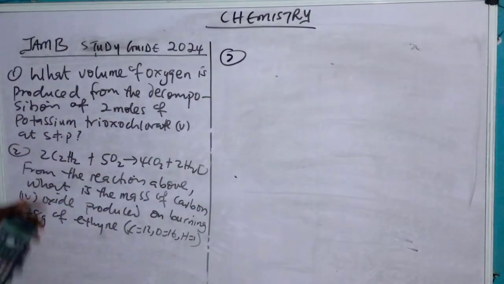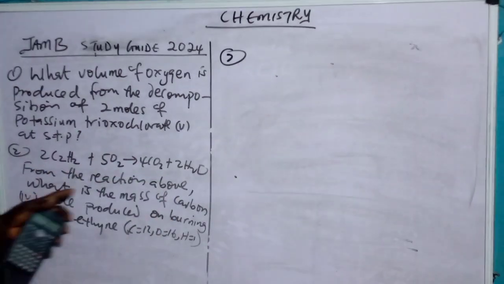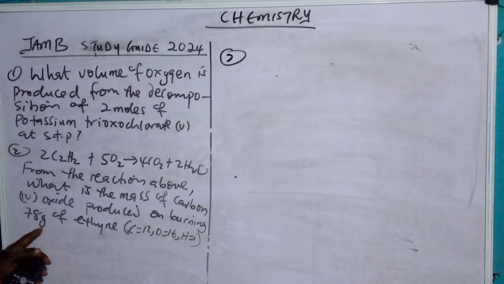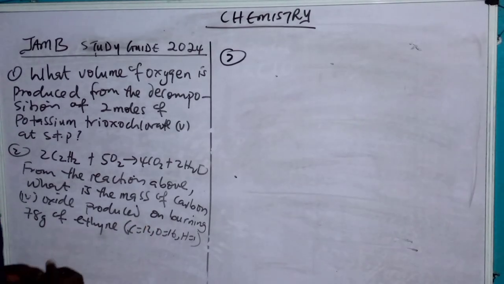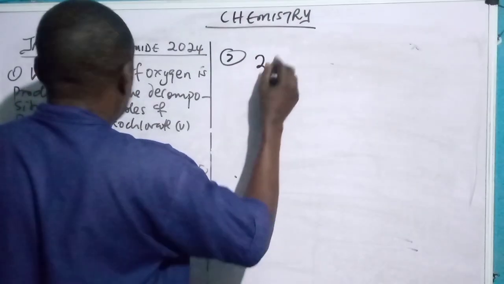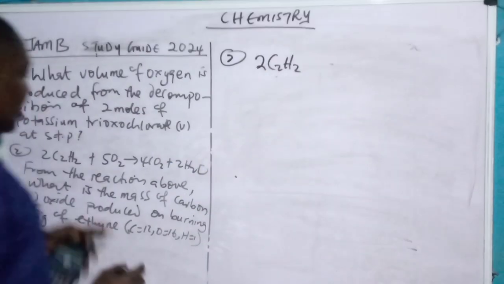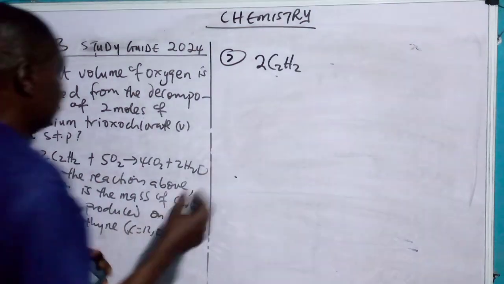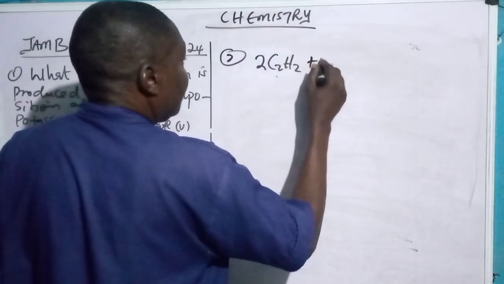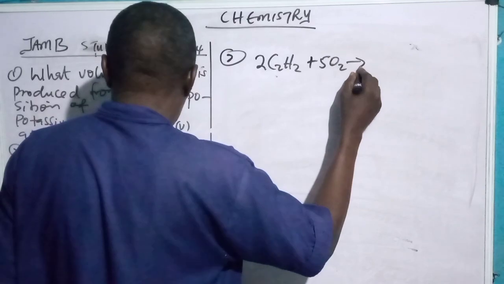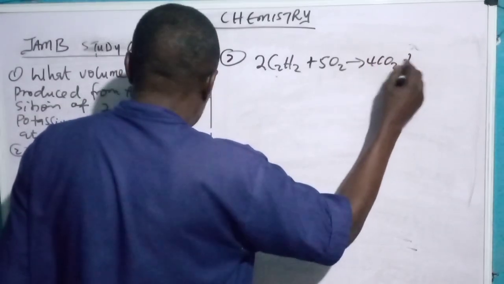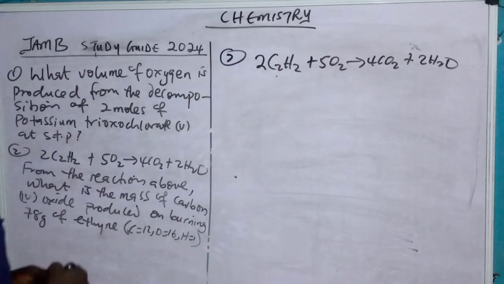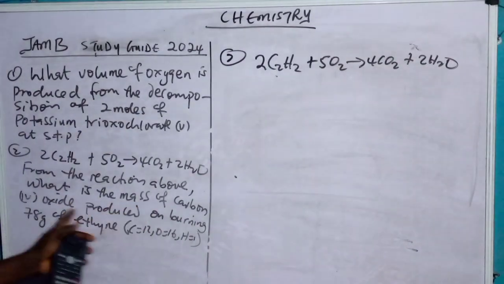Question 2 says, they gave us an equation. From the reaction above, what is the mass of carbon(IV) oxide produced on burning 78 grams of ethyne? Just write it again: 2C2H2 plus 5O2 to give you 4CO2 plus 2H2O. Remember, even if they make a mistake in the equation, use it as it is. Don't alter anything. So, from the reaction above, what is the mass of carbon(IV) oxide?